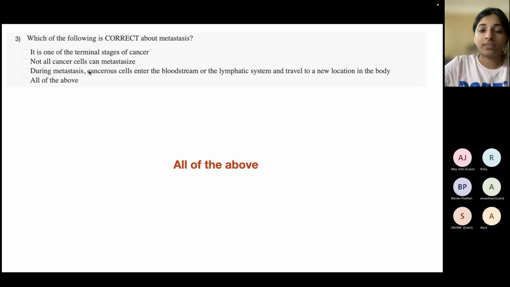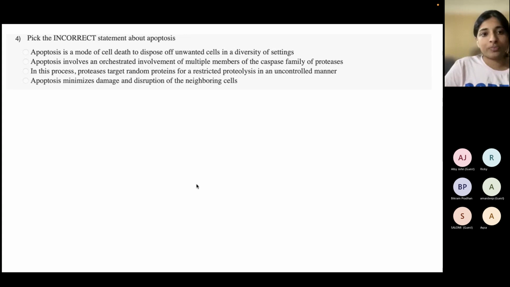And during metastasis, cancerous cells enter the bloodstream or the lymphatic system to travel into a new location of the body. So this is the circulatory system. This is what is connecting our entire body essentially. So once it enters into the circulatory system, it can travel to places far away and colonize them. So again, the answer would be all of the above.